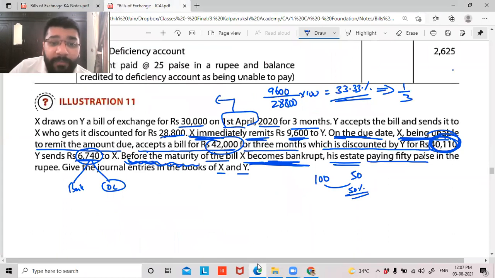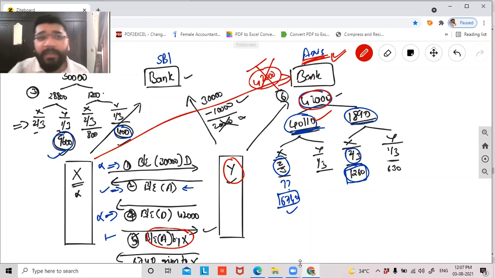Look at this, guys. Before the maturity of the bill, X becomes bankrupt. If X becomes bankrupt, do you expect X to pay this 42,000 rupees to the banker? Tell me, yes or no? No. So on the maturity date, Axis Bank will automatically take money from Y's account.